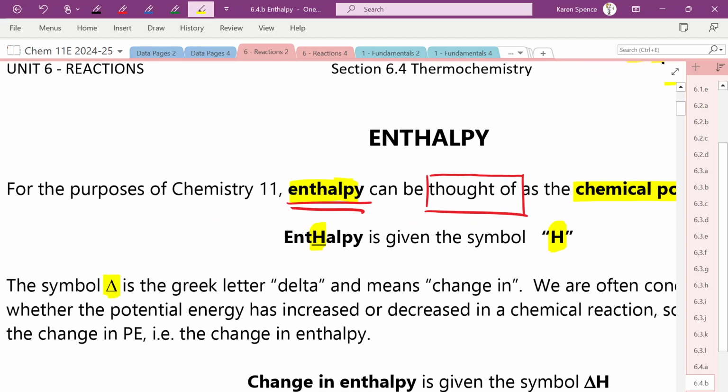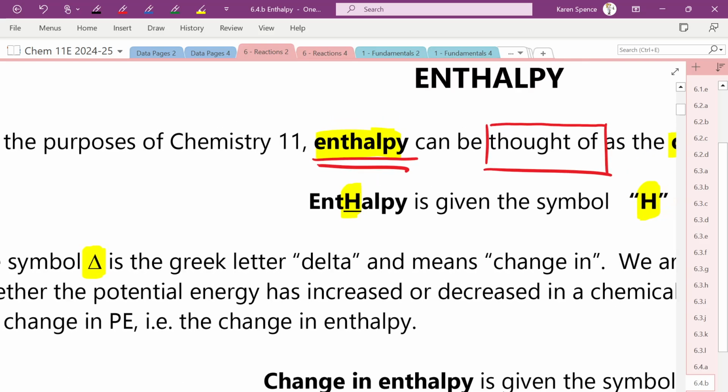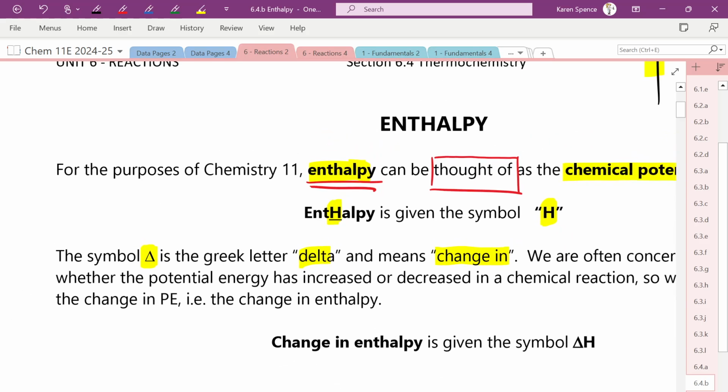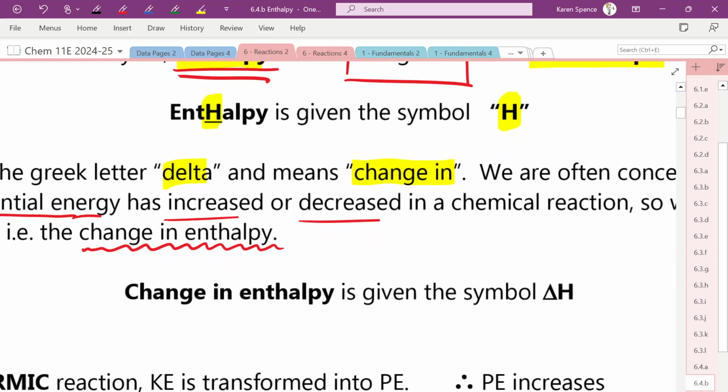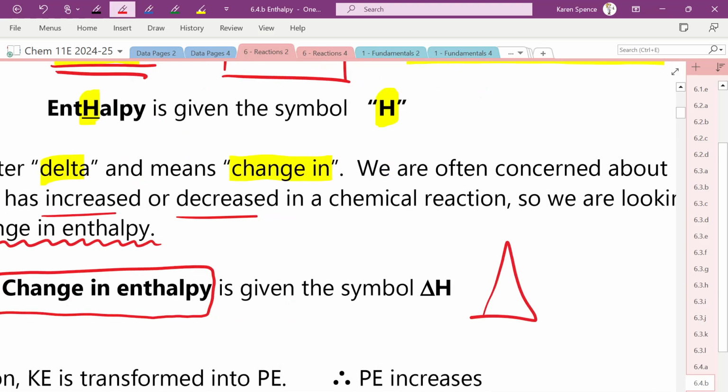And of course, capital delta, not lowercase delta, but capital delta. And I think all of you probably know that means change in, yes? So we are often concerned about whether the potential energy was increased or decreased. And so we're looking at a change in the potential energy. So in other words, a change in the enthalpy. So change in enthalpy is given the symbol delta H, change in enthalpy.